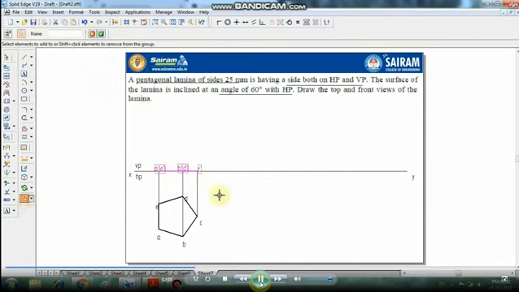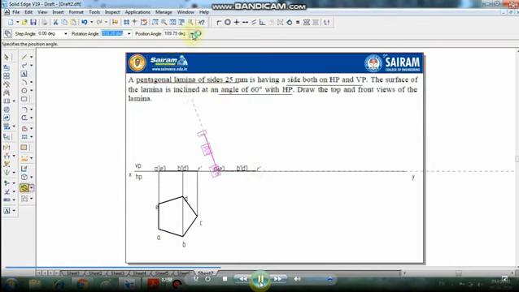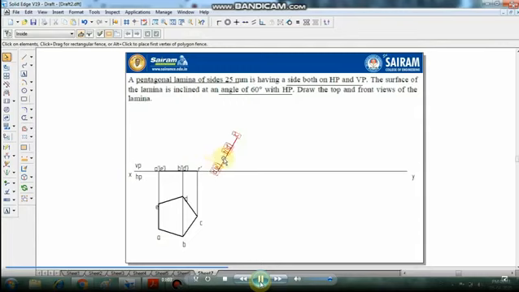Now the lamina is inclined at an angle of 60 degrees with HP. So the front view we have to select and move a copy here, and now it is to be rotated 60 degrees with the horizontal plane. So select the center of rotation and rotate it by 60 degrees. Now it is rotated. For moving the text, you have to ungroup this. We can move it a little bit for visibility.